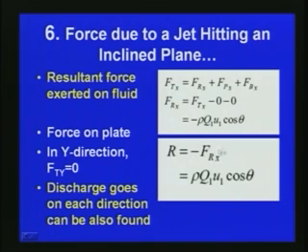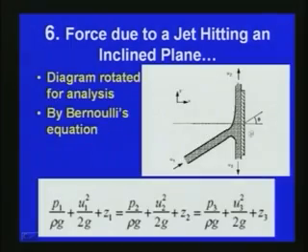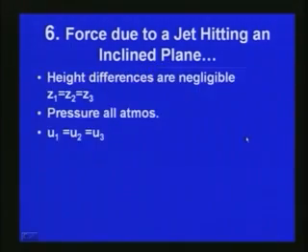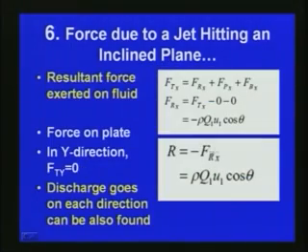Finally, the resultant force R is equal to minus FRX, which is the reaction with respect to the jet, the force acted by the plate. The reaction force will be R is equal to the opposite direction, minus FRX, that is equal to rho Q1 U1 cos theta. So this gives the reaction force in the opposite direction. Like this we can analyze the resultant force exerted by a jet hitting an inclined plane.